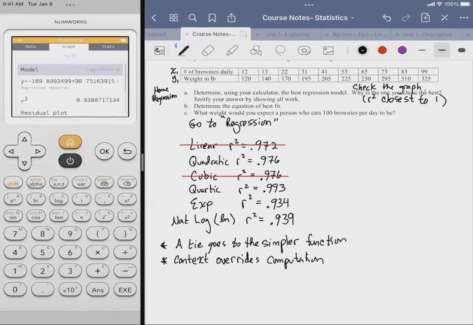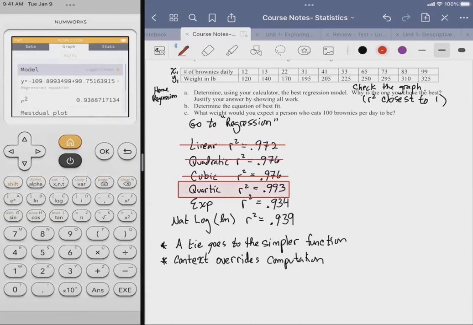All right. So context overrides computation. If you look at a scenario and say, you know what, I think it makes more sense for it to be an exponential function, then you could make that call, right? Even though it doesn't have as good of an R squared value. So based off of what we have here, by the numbers, quartic is the best option. Everything else would be out.